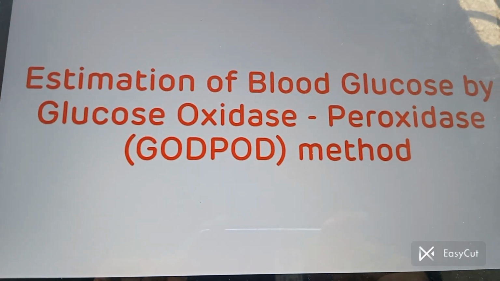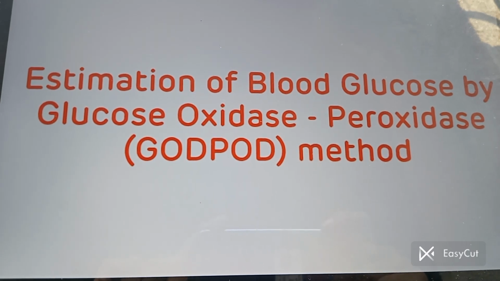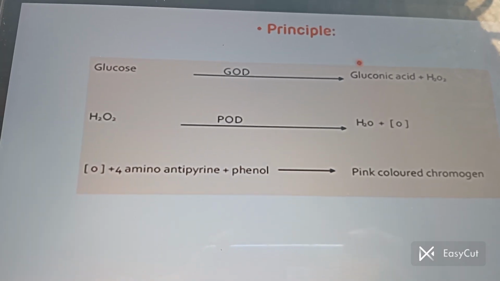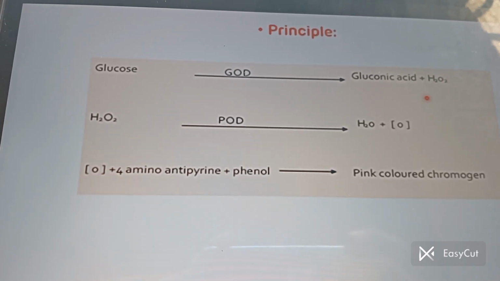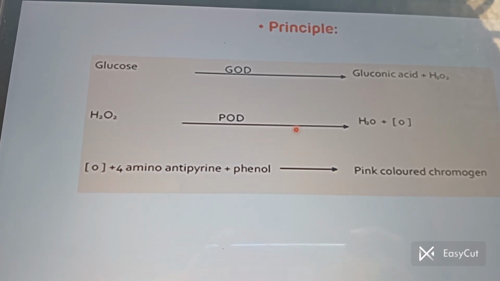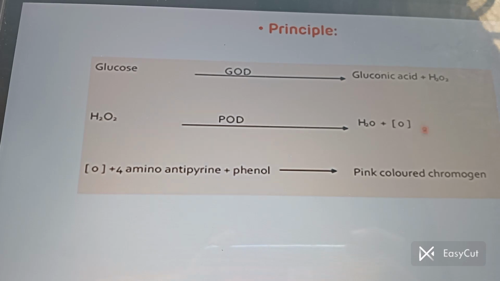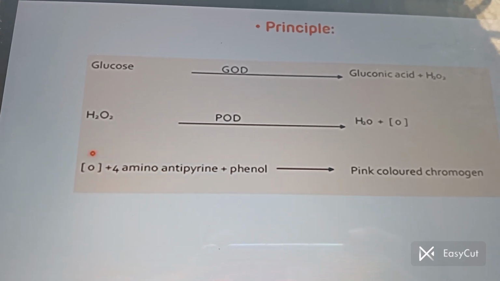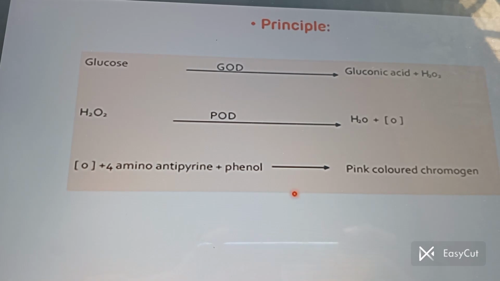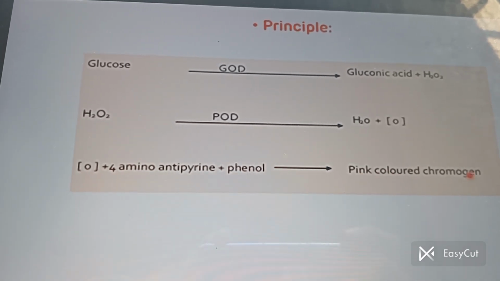Estimation of blood glucose by glucose oxidase and peroxidase method. The glucose is converted to gluconic acid and hydrogen peroxide by glucose oxidase, and the hydrogen peroxide is catalyzed by the peroxidase enzyme to H2O and nascent oxygen. This 4-amino antipyrine, which is an oxygen acceptor, will accept this nascent oxygen, and in the presence of phenol, it will be converted to the pink colored chromogen.